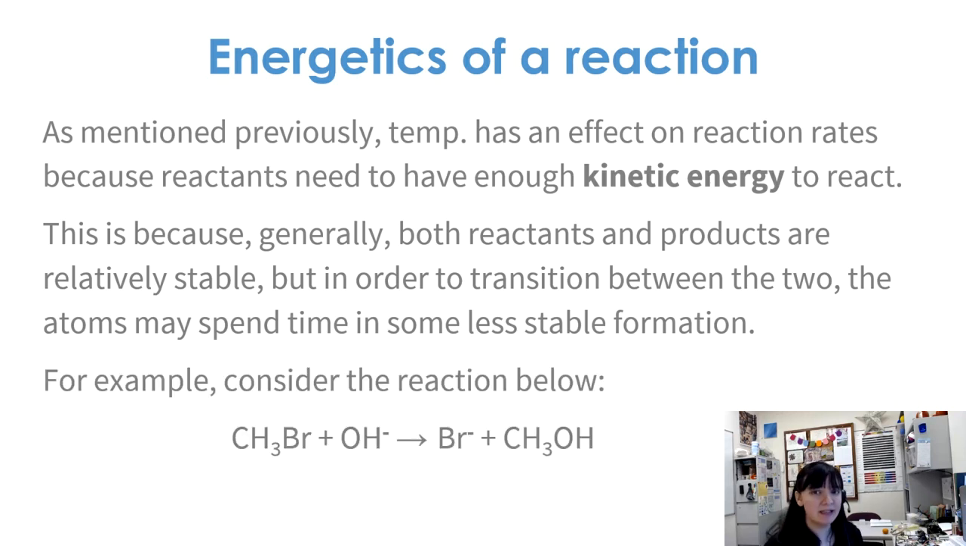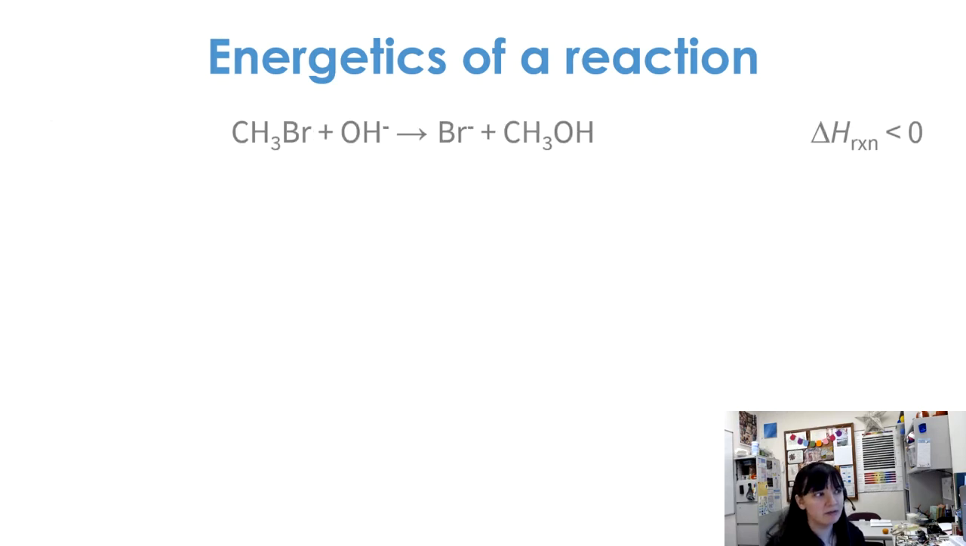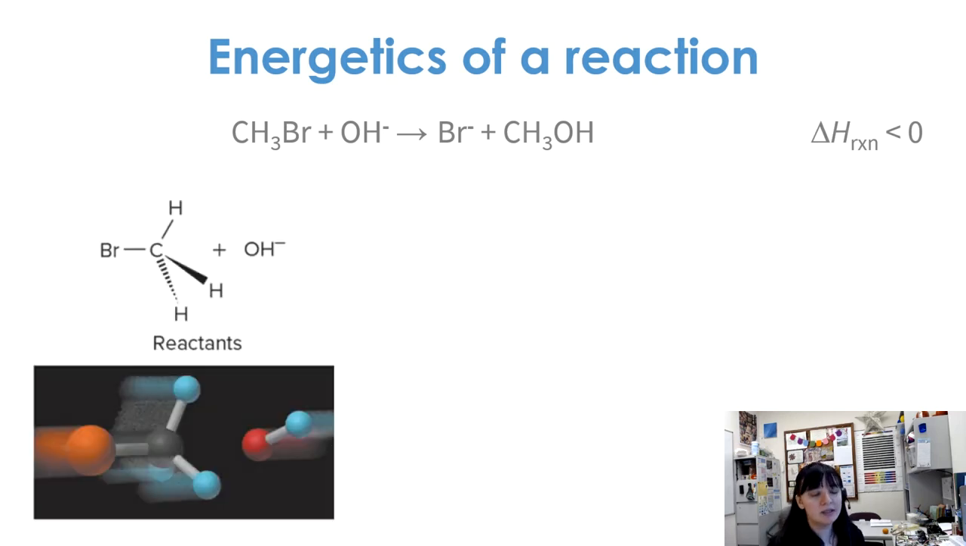So to explain this, I'm going to take a look at this reaction where we have methyl bromide, or CH3Br, and hydroxide, or OH minus. These two are going to react to form bromide, Br minus, and methanol, CH3OH. But for this reaction, I want us to think about it in pictures just to help give an idea of what this actually looks like. So right, our reactants here are CH3Br and OH minus. Now initially those two things are separate. So that's shown in this picture, of the CH3Br on the left and then the OH minus coming in on the right.